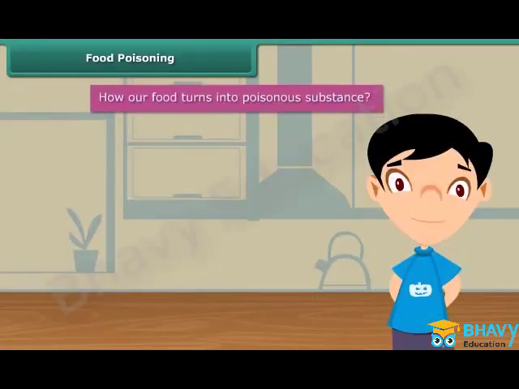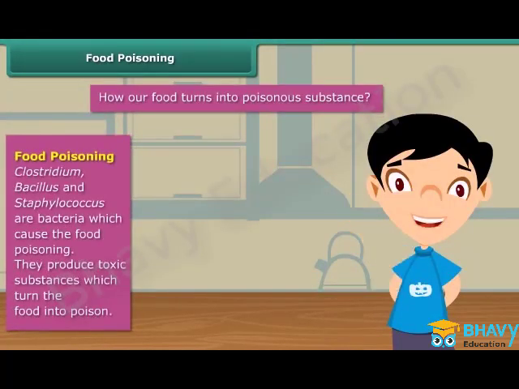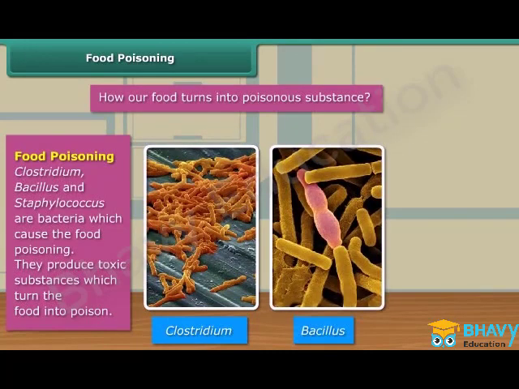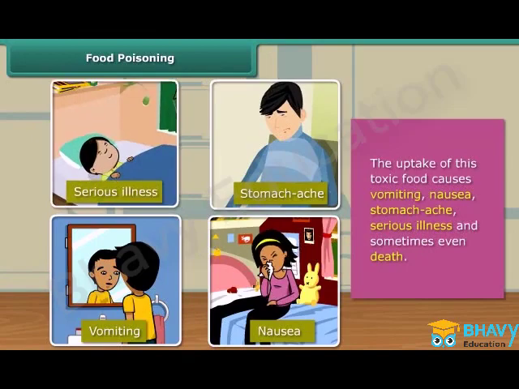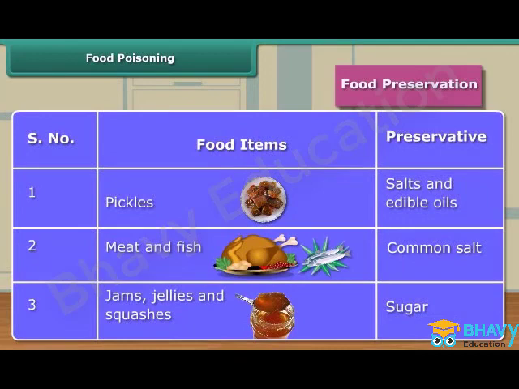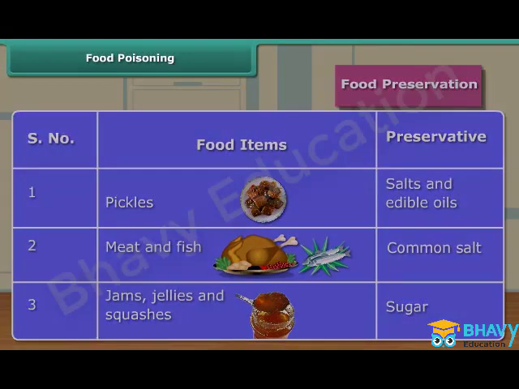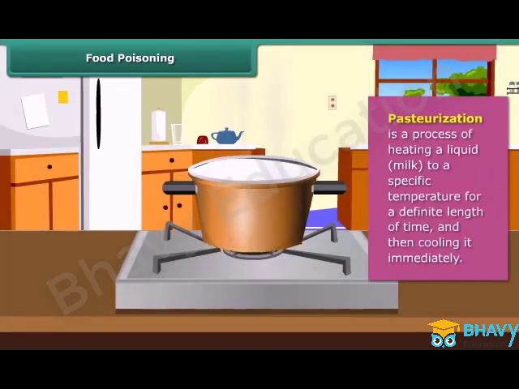Friends, in summer, if food is lying open for a longer duration, the food turns stale and finally becomes a poisonous substance. The cause of this is again the same: bacteria. There are some bacteria like Clostridium, Bacillus, and Staphylococcus which cause food poisoning. This food causes harm to us. We can preserve our food by some methods as listed below. We use the pasteurization process to preserve milk.